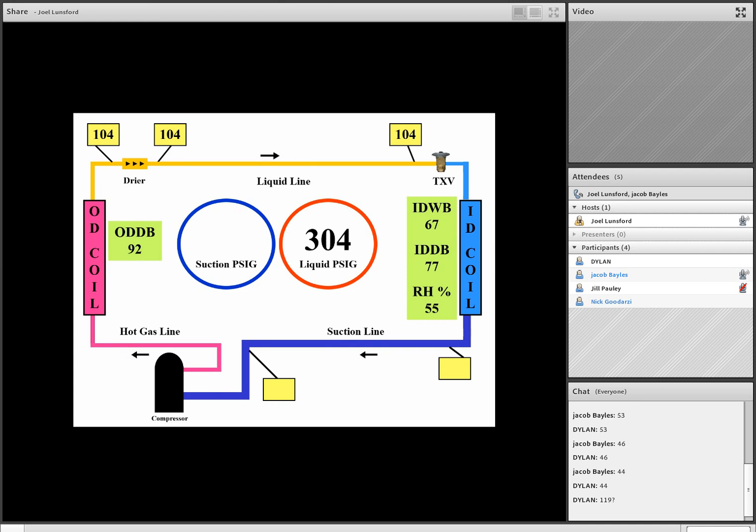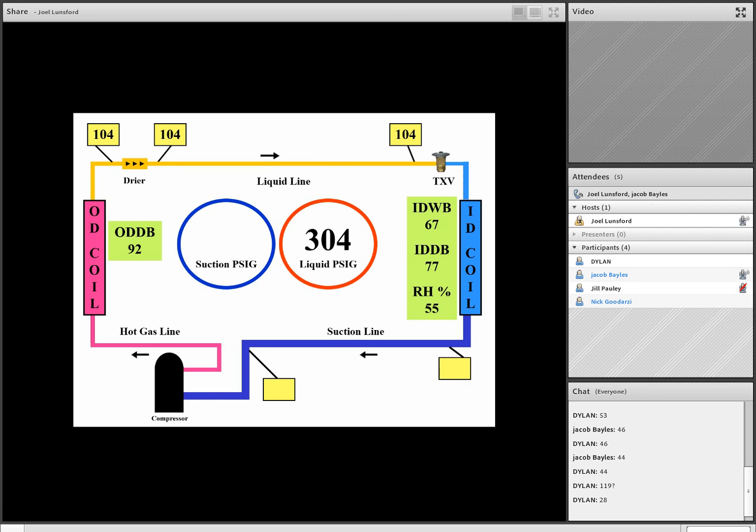Now we notice that on the inlet of the filter dryer from the outdoor coil on the liquid line, we have 104 degrees on the yellow temperature block. So we take the difference between our step number 1 and 104 degrees. What is our subcooling level in this example? It's flooded. We have a horribly flooded condenser because our subcooling is high.